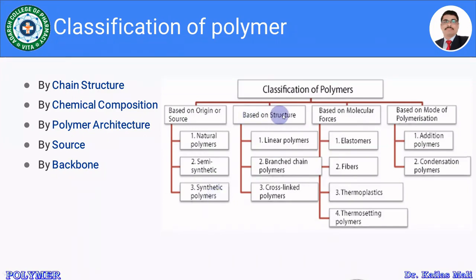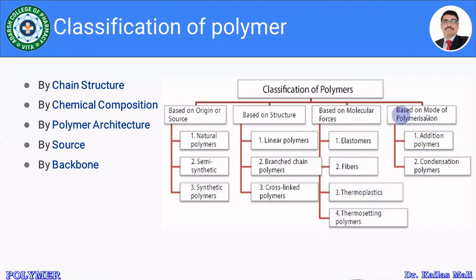Then based on the structures, it can be classified as linear polymers, branched chain polymers and cross-linked polymers. Depending on the linearity to cross-linking, the swelling of the polymer is going to change. Generally, the cross-linked polymers have a high capacity to retain fluid in the structure, in the matrix. Classification based on molecular forces is a very important one. We can correlate these with the thermal properties of the polymer, and it can be classified as elastomers, fibers, thermoplastics, and thermosetting polymers.